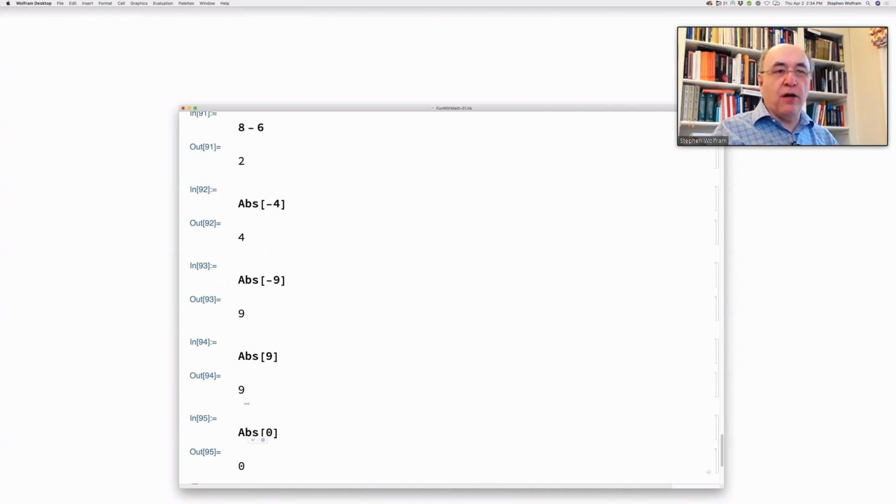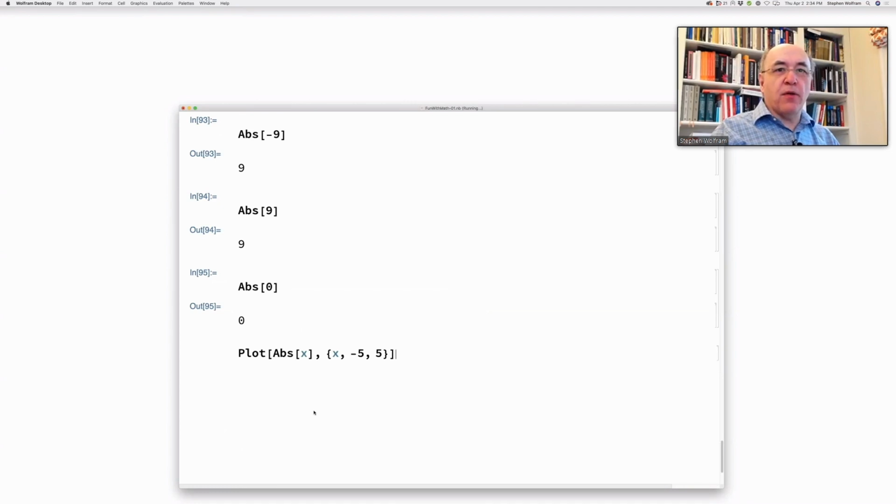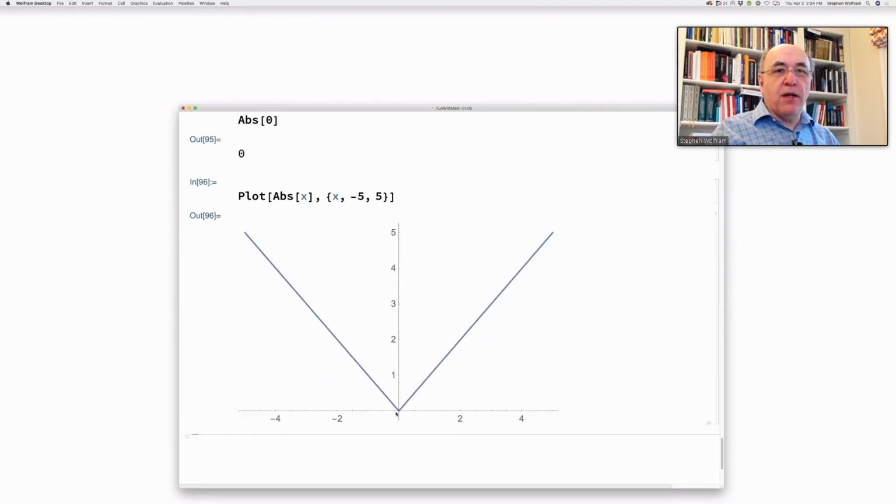That'll just be 0. And for example, let's make a plot of absolute value as a function of x from minus 5 to 5. So what will that look like? That will look like this. That's saying for all the positive numbers, like 2, for example, the absolute value of 2 is just 2. For the negative numbers, the absolute value of minus 2 is also 2.